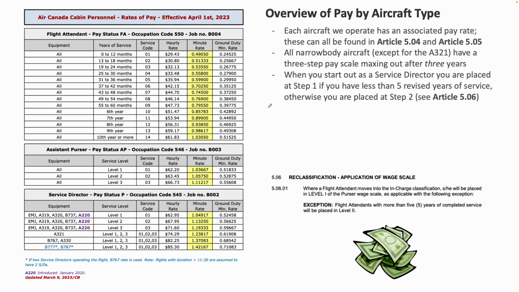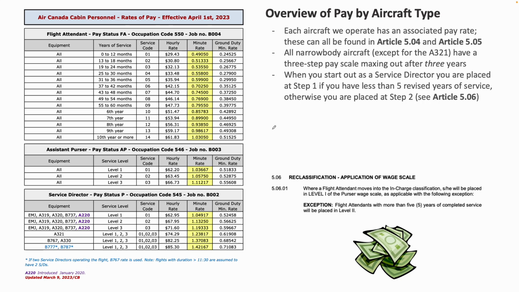So we'll go into a quick little overview here as far as what we mean for pay by aircraft type. Every aircraft that we operate has a pay rate associated with it. In our collective agreement, you can find the references to indicate what these pay rates are in Article 5.04 and Article 5.05.